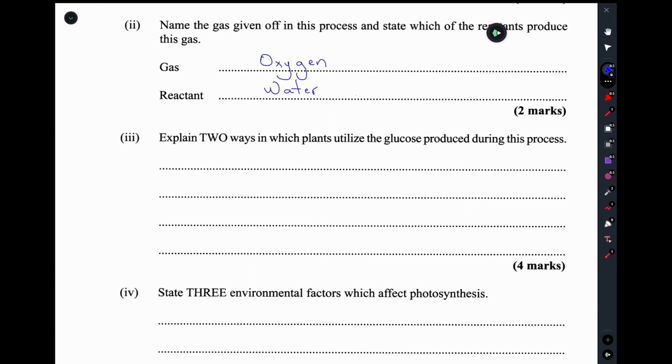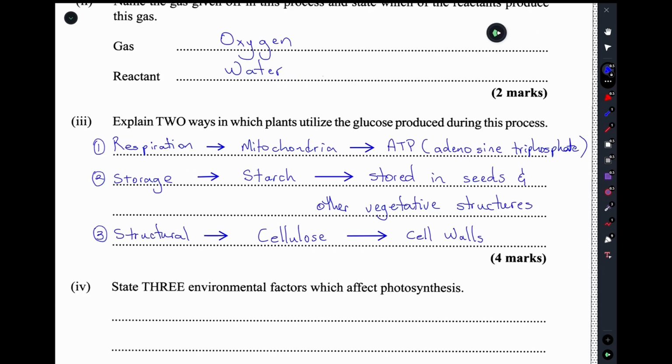So one of the uses for this glucose is as an energy source during respiration. Right? It is also used as a storage molecule in seeds and other parts of the plant. As well, there is a structural component to glucose. It is used to form cellulose, which is the building material for the cell wall. So this is what we have.